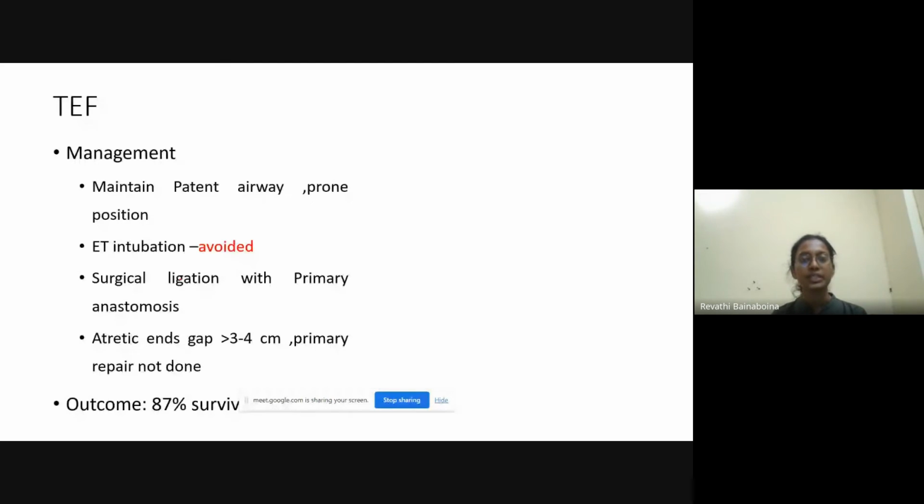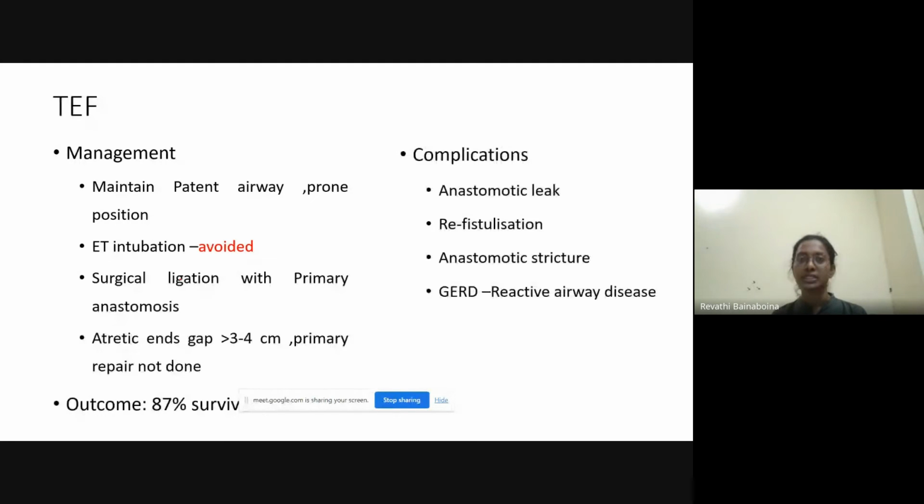In the first 5 years, surgery is challenging due to complications like anastomotic leak, refistulization, anastomotic strictures, and GERD, which is leading to reactive airway disease. Coming to the other topic, congenital anomalies of the lung.